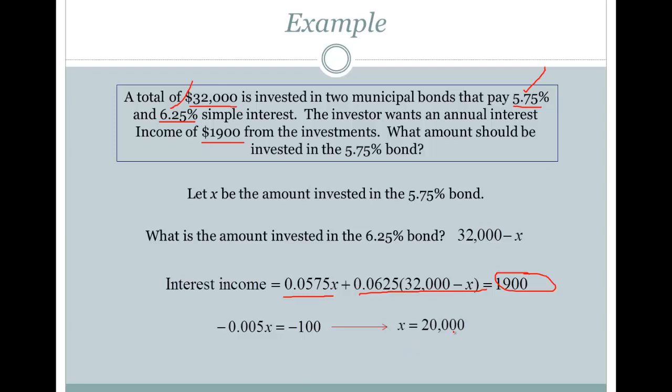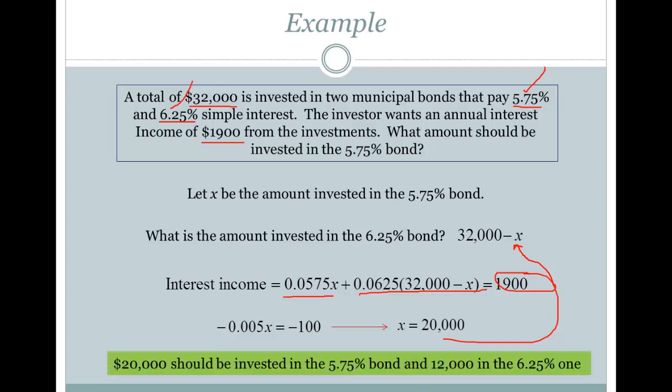X is $20,000. That means I want to invest $20,000 in the 5.75% bond, which means that if I back substitute, plug this into there, I should see that I got to invest $12,000 in the 6.25% bond. Okay?